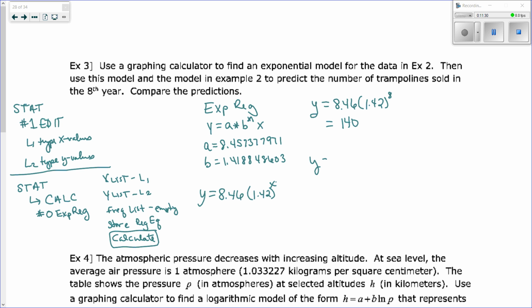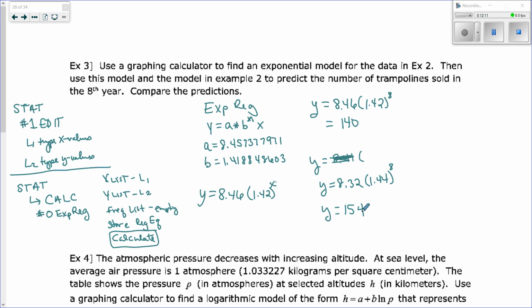Now I need to use my equation from exercise number 2. That was y equals 8.32, excuse me, this should be 8.32, times 1.44 to the x, so we're going to put 8 in for x. And when you put this one in the calculator, you get 154. They're close, but they're not that close.